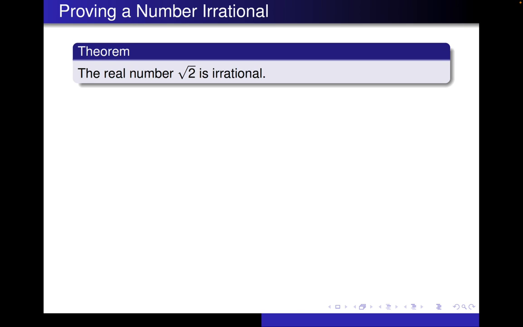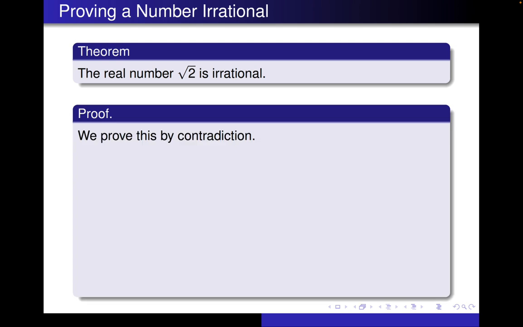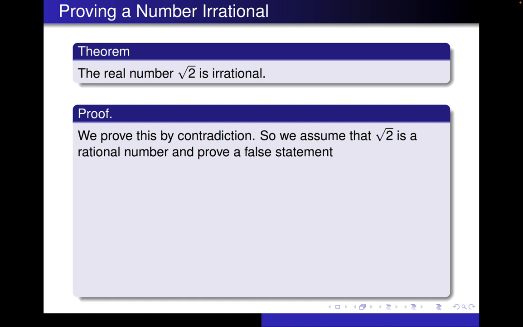The real number square root of 2 is irrational. That's our theorem. Let's go ahead and prove it. Of course, the first thing we're going to do for our reader is be nice to them and tell them that we're proving this by contradiction. That means we're going to assume that square root of 2 is a rational number and prove a false statement, or if you prefer, we're going to prove a contradiction. They both mean the same thing.